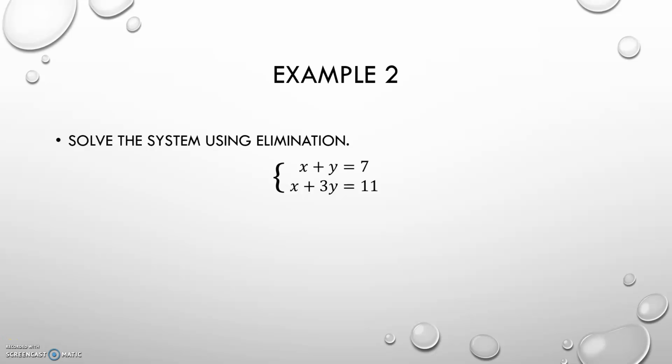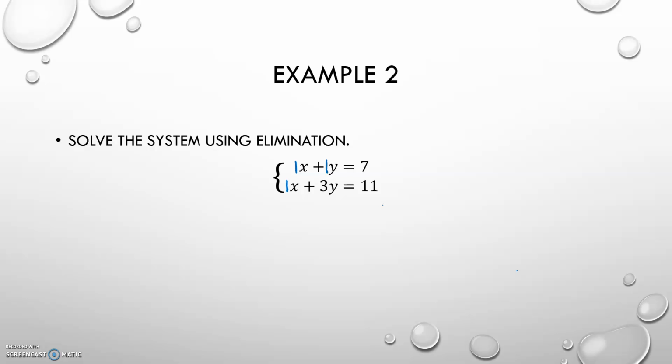Here's another system for us to solve. So if I look at my coefficients, I've got 1 and 1, 1 and 3. And my x's, they have the same number, but they're not different signs. For the y's, they're not even the same number. So I'm going to have to do some manipulation here, and I'm going to have to change one of these equations so that one of my variables will cancel out.